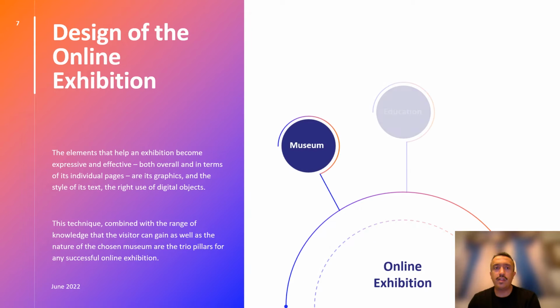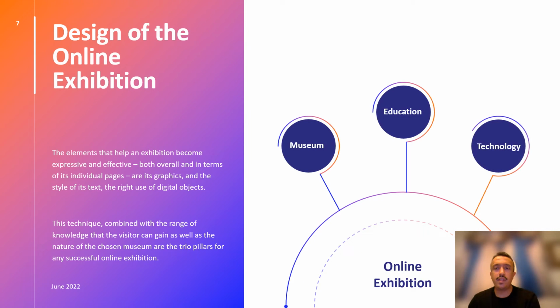As a design of the online exhibition, we can raise here 3 elements which must be in the online exhibition to make it more expressive and effective. First is the museum form, and it should be educational and use technologies. These techniques combined with the range of knowledge that visitors can gain, as well as the nature of the chosen museum, are true pillars for any successful online exhibition.